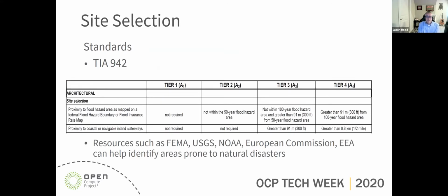So if you look at some of the standards, there are standards like TIA-942, and it is encouraging that it at least recognizes, when you get up to tier 3 and tier 4, that the site should be not within a 100-year flood hazard area and greater than 300 feet from a 50-year flood hazard. So you see some designations and at least some considerations here that at the higher tier levels these are factors to consider when you're looking at site selection.